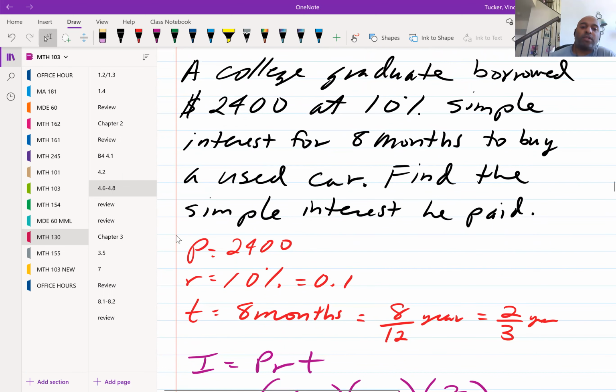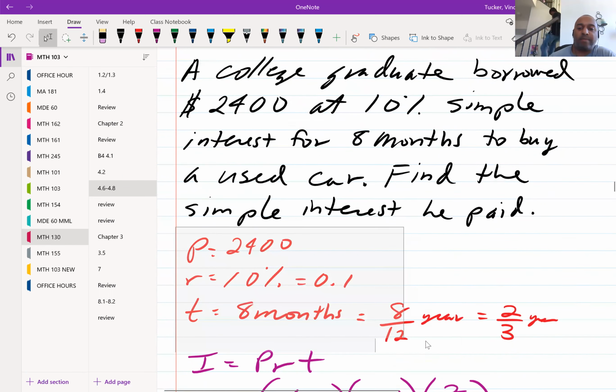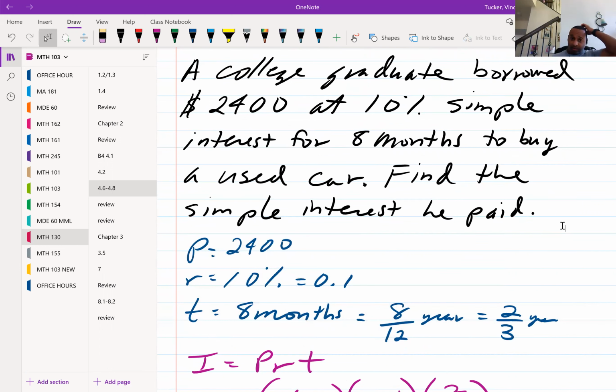So first thing you want to do, just like before, is to establish, I want this to be in blue, all of your givens. Extract all of your given pieces of information from the problem. So the principal, remember that's the amount borrowed or the amount deposited, that's your $2,400. Your rate is 10%, converted to a decimal, that means move your decimal 2 places to the left, that's 0.1. And then your time is 8 months.